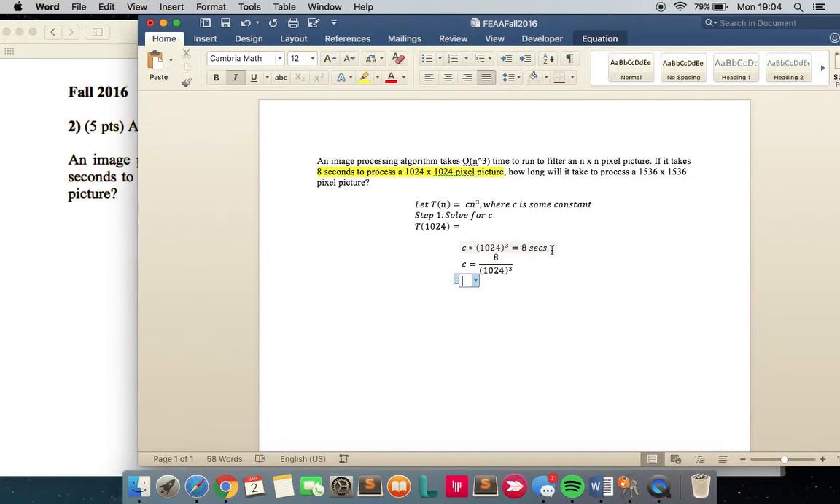So now that we solved for c, we're going to use that c to solve for a time for arbitrary n. And our arbitrary n that we're interested in happens to be 1536. Step 2.